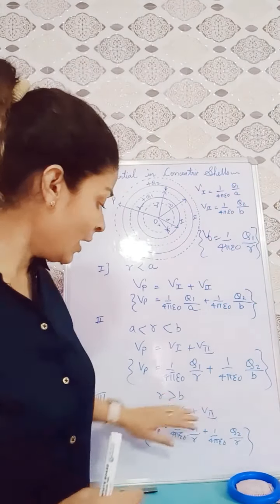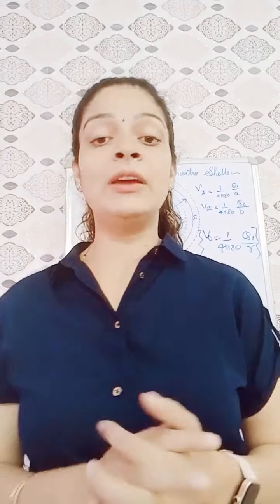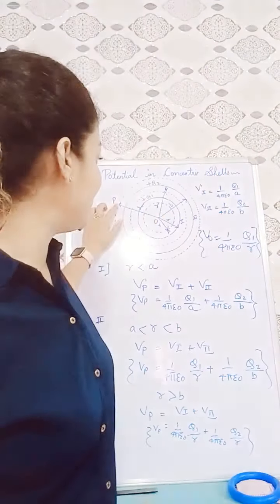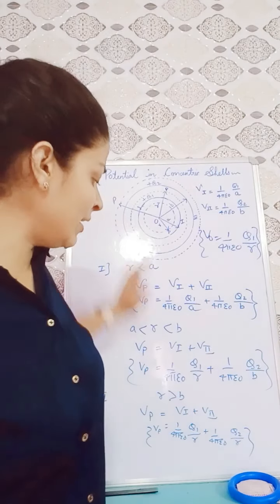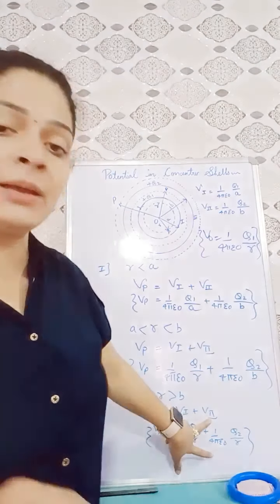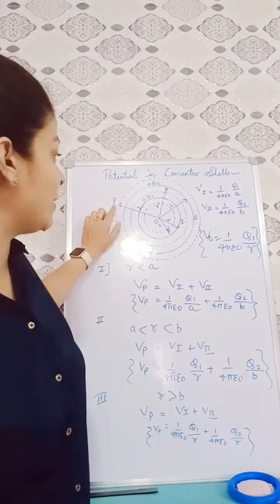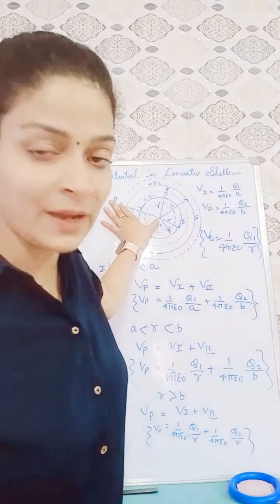Okay. Now we'll consider the third case where r is greater than b. Means if we consider the point P outside the shell of radius b. Okay, then we'll again write the potential due to the first shell and the potential due to the second shell at a point P, and the distance is r from the center of the shell.